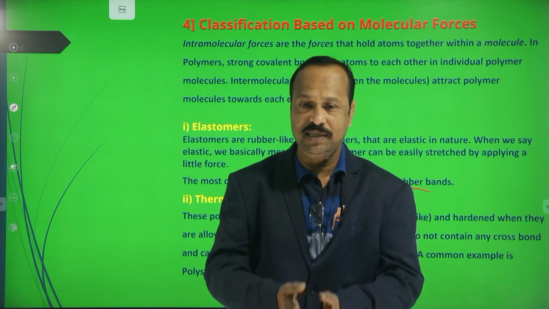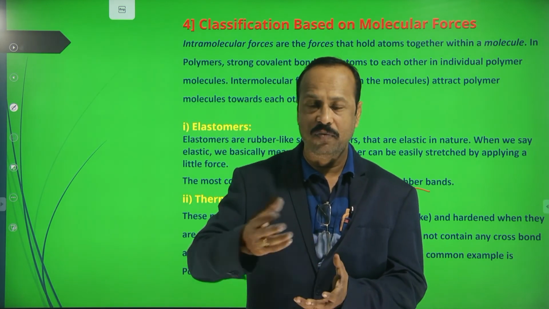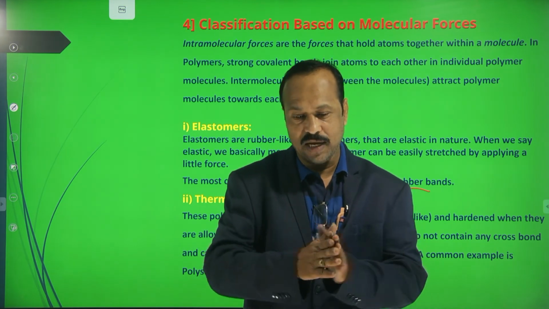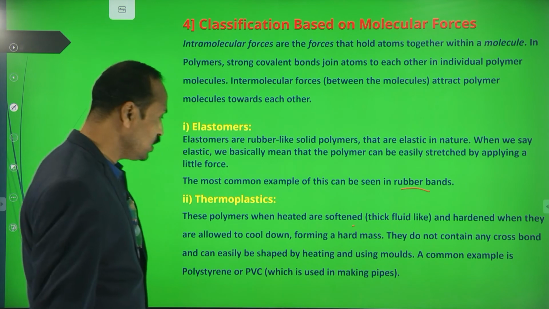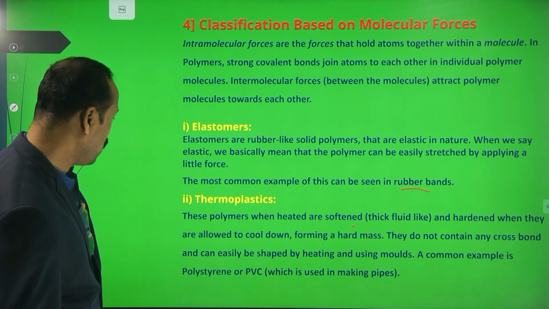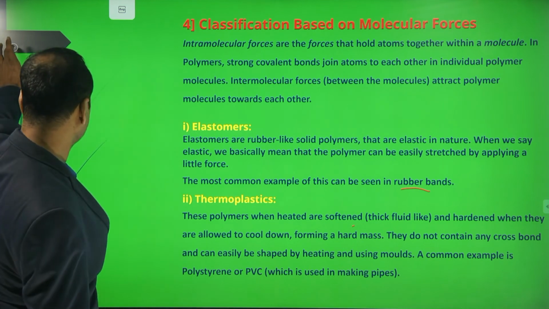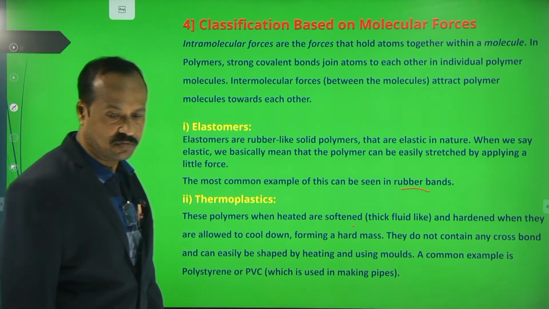So easily by using molds, this type of plastic, on heating, melts and becomes molten. When it becomes molten, they pour it into the required shape of mold and we can get that shape. A common example is polystyrene or PVC, which we already discussed. So this is about thermoplastics. Take a screenshot of this.